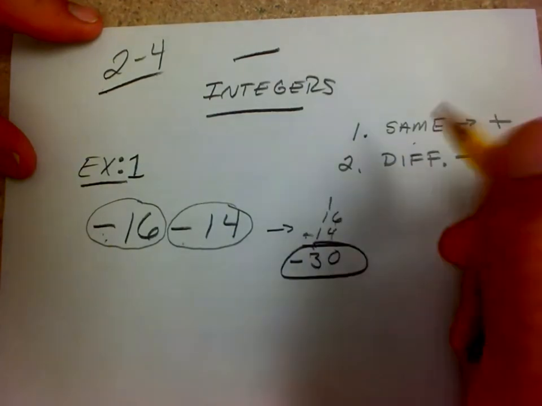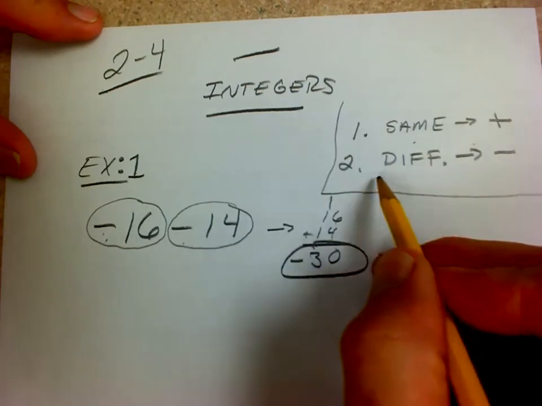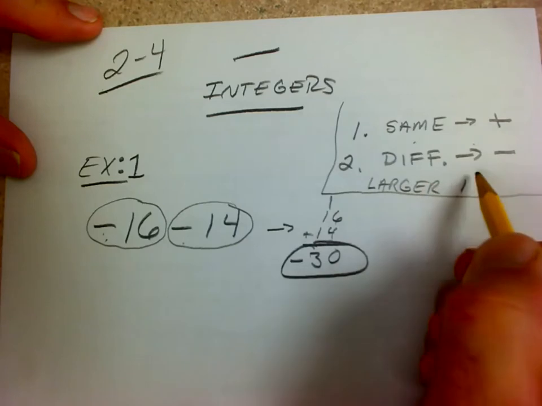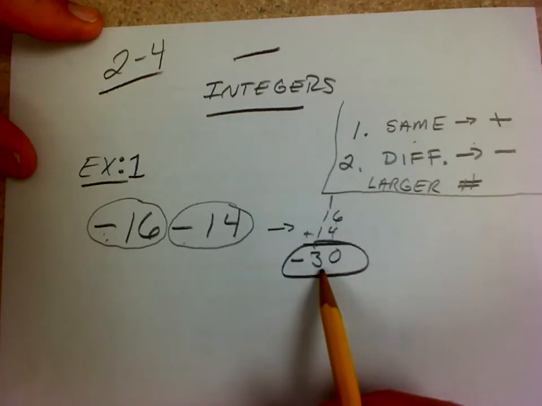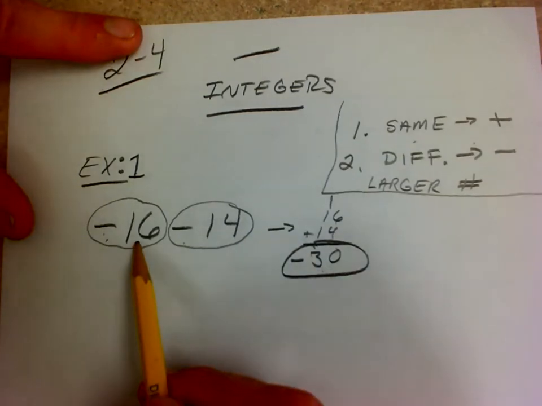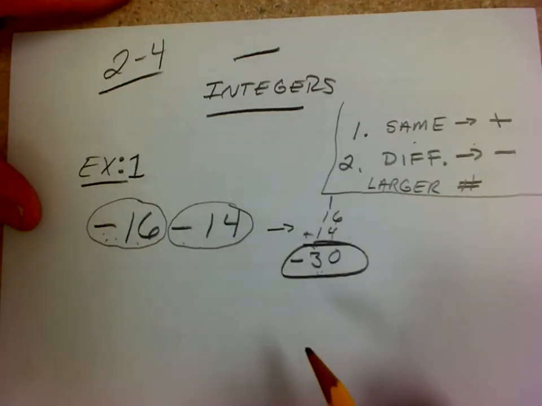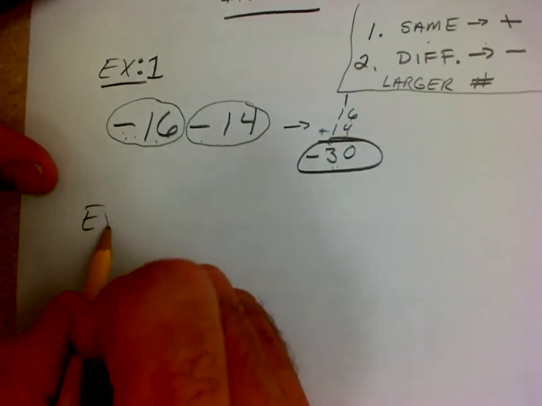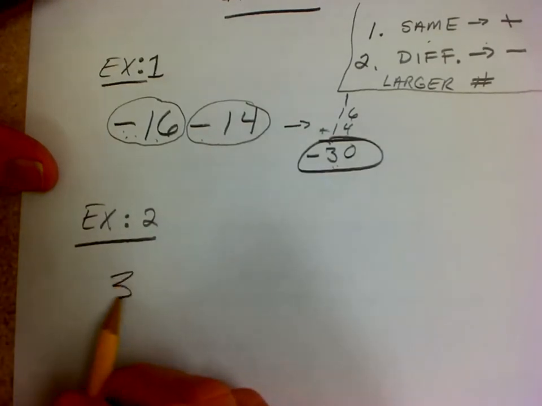negative 30. All right, so what our rules were, after we take care of that, then we look at our larger number. Look at your larger number, and that will tell you whether your result is the positive 30 or the negative 30 in this case. So our bigger number was 16, negative, that carries over.